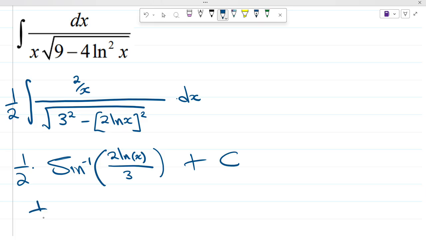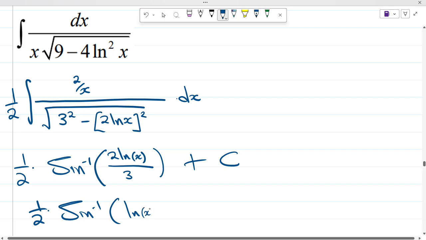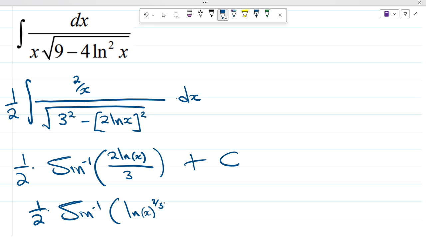At the end of the day, one of you could argue and say this is the same as sine inverse of ln of x to the power 2 over 3, then plus c. Ta-da! That should be your answer. So that's how you would have done it if you were solving this.